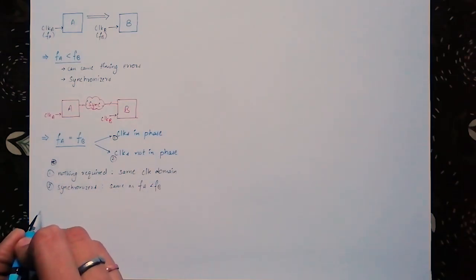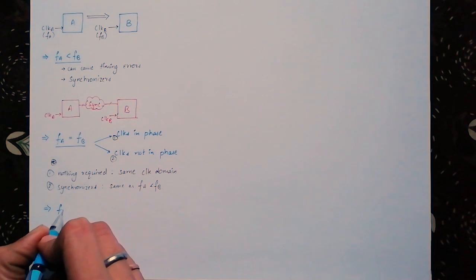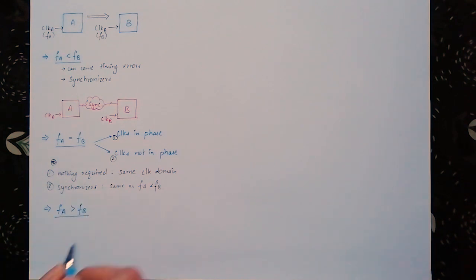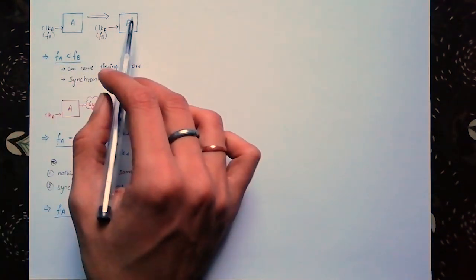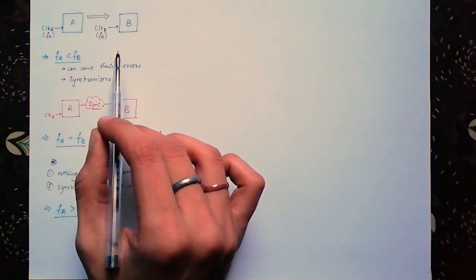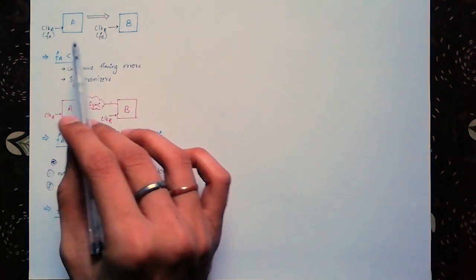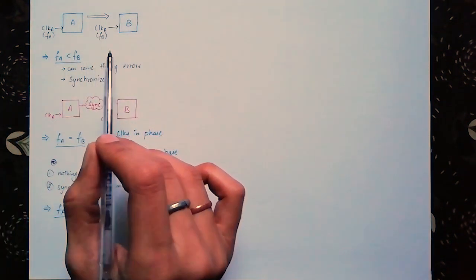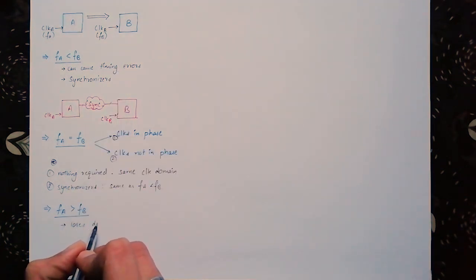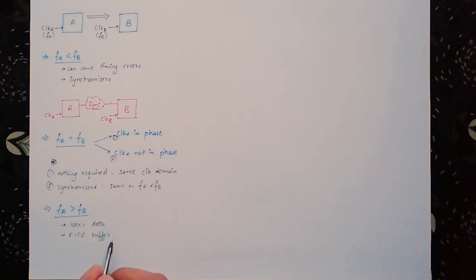Now let's look at the third case when frequency of clock A is greater than frequency of clock B. Now the transmitter module is faster than module B. This means that we are able to read slowly compared to writing. As we are reading slowly, we will lose data. To prevent losing data, we employ a FIFO buffer. FIFO stands for first in first out, and it's a buffer with the property that output from the buffer is taken in the same order as input is stored into it.